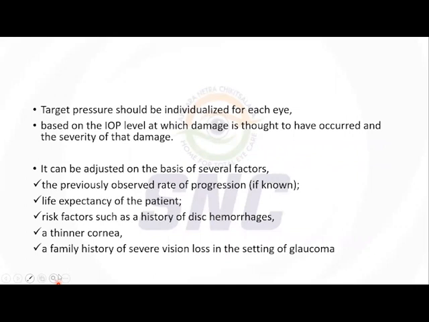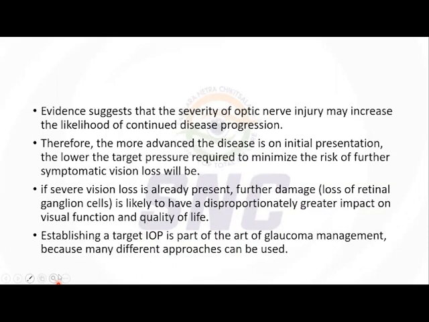Target pressure should be individualized for each eye based on the IOP level at which damage is thought to have occurred and the severity of the damage. It can be adjusted on the basis of several factors like the previously observed rate of progression, life expectancy of the patient, risk factors such as disc hemorrhage, thinner cornea, and family history of visual loss in the setting of glaucoma. The severity of optic nerve injury may increase the likelihood of continued disease progression.